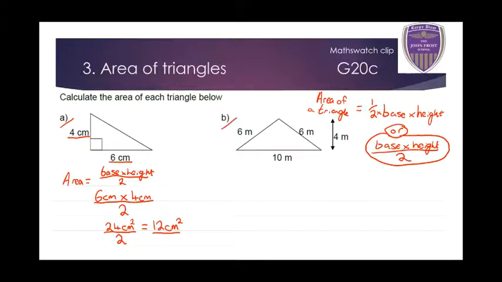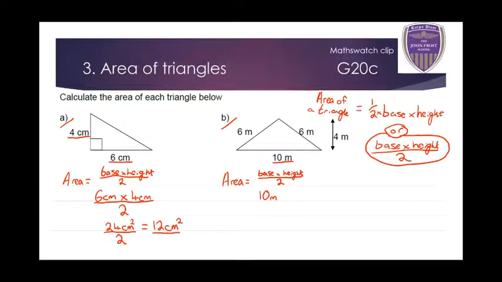Let's have a look at the next triangle now. So again, area equals base times height divided by 2. Very important that. So what is our base? Well, the base is the bottom number here, which is 10 meters. Units have changed to meters now. Now the height. Be careful with this now.